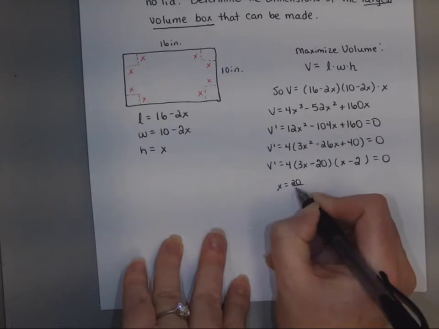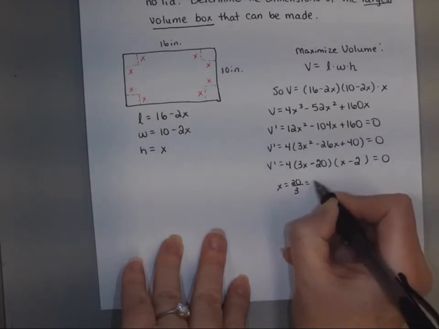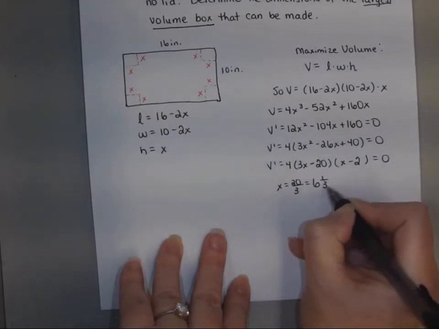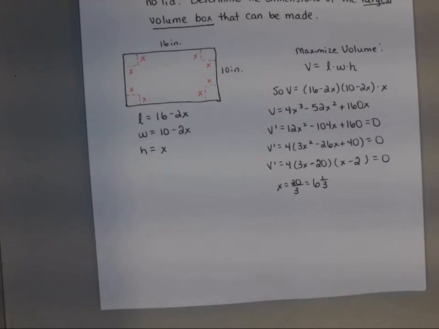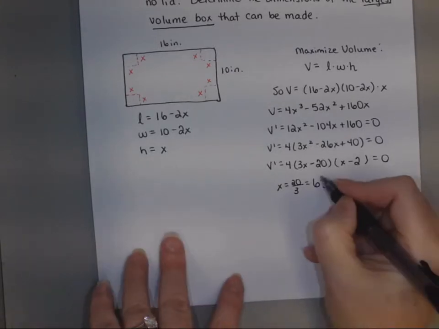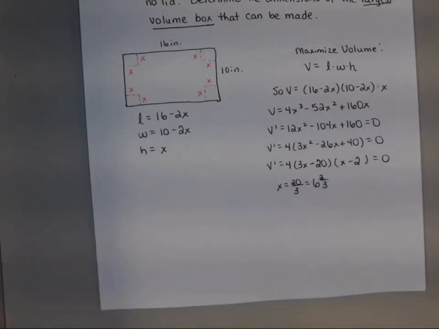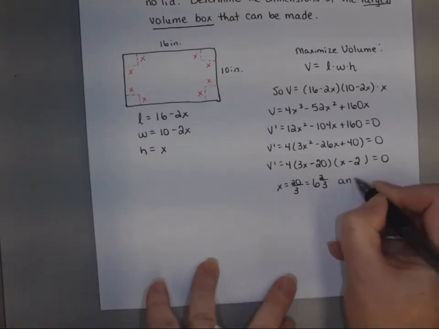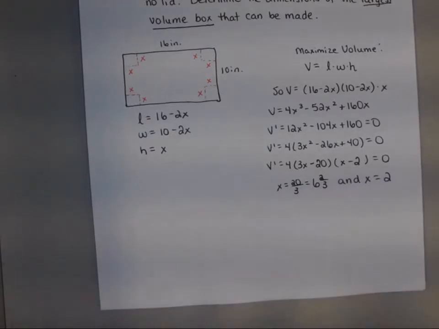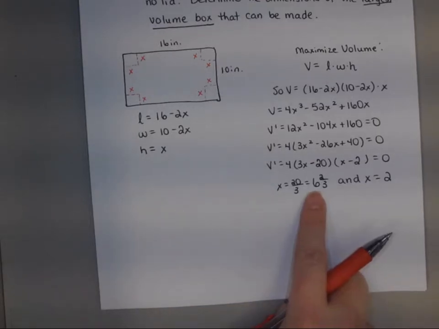So I'm going to get 20 over 3 here. I'm going to rewrite that because it's probably going to be helpful. That's 6 2/3. And I also get x equals 2. Okay, so one of these is invalid, but maybe not for the reason you think. We can have fractions. That's not what makes this one invalid. This one is invalid, though.